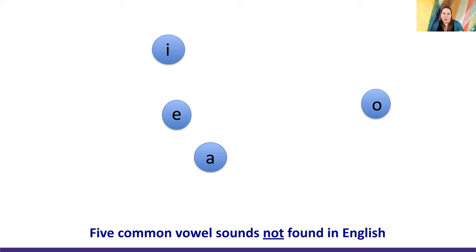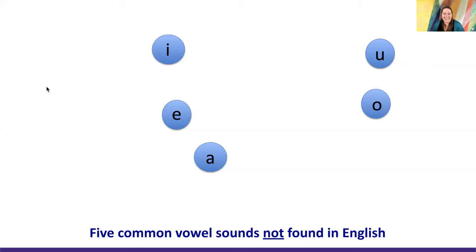Anybody want to take a guess at what language has those 5 vowels? A, e, i, o, u. You can put that in the chat. Yeah, if you look in the chat, a, e, i, o, u. So Spanish has those 5 vowel sounds. Japanese has those 5 vowel sounds. And several other languages. I'm curious, I'd like to see if you have any thoughts over there. Good. Czech has those 5 vowel sounds.